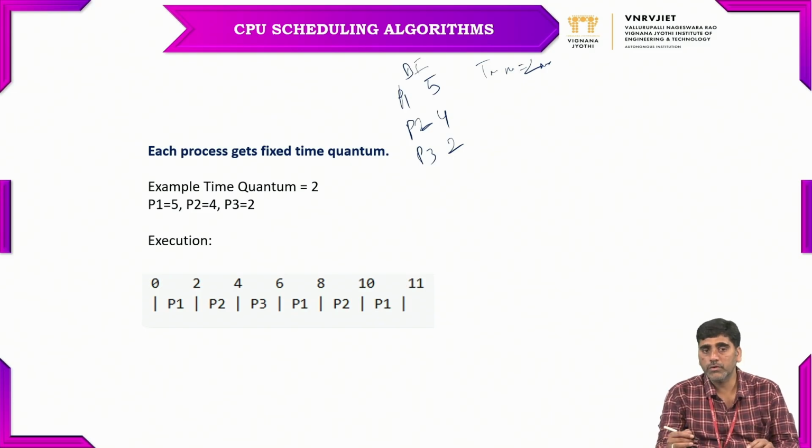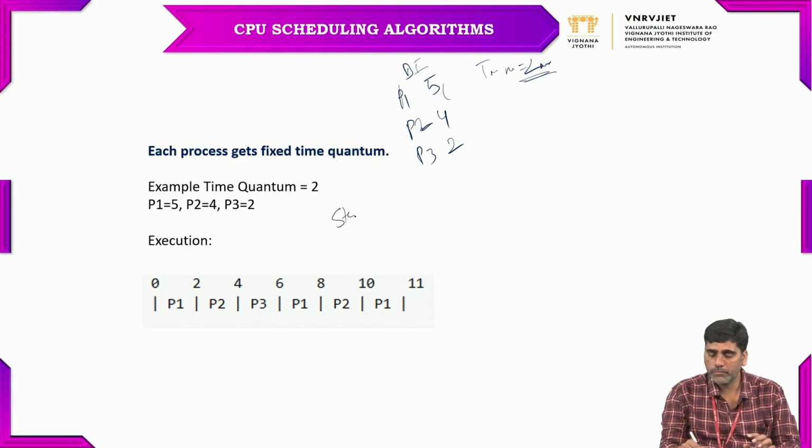So how it works, we'll see in this example. In this round robin example, they gave the burst time of each process and the time quantum. So how can we solve it? First, we have to notice how many times each process utilizes the CPU based on the time quantum. The process P1 has a burst time of 5, so based on the time quantum, it is divided.